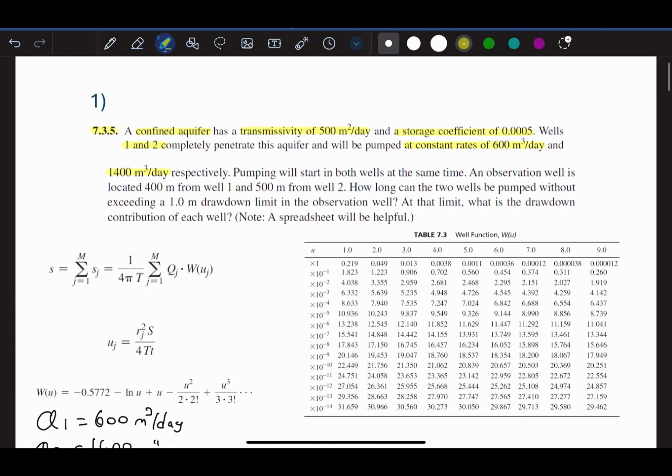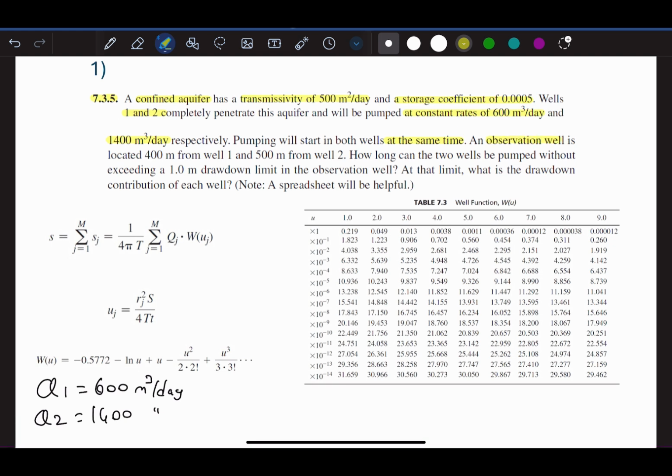Here we have information which says the pumping will start in both wells at the same time. This is important because in next questions we will see different setups for these pumps. And we have an observation well, located 400 meters from well 1 and 500 meters from well 2. So how long can the two wells be pumped without exceeding a 1 meter drawdown limit in the observation well? And at that limit, what is the drawdown contribution of each well?